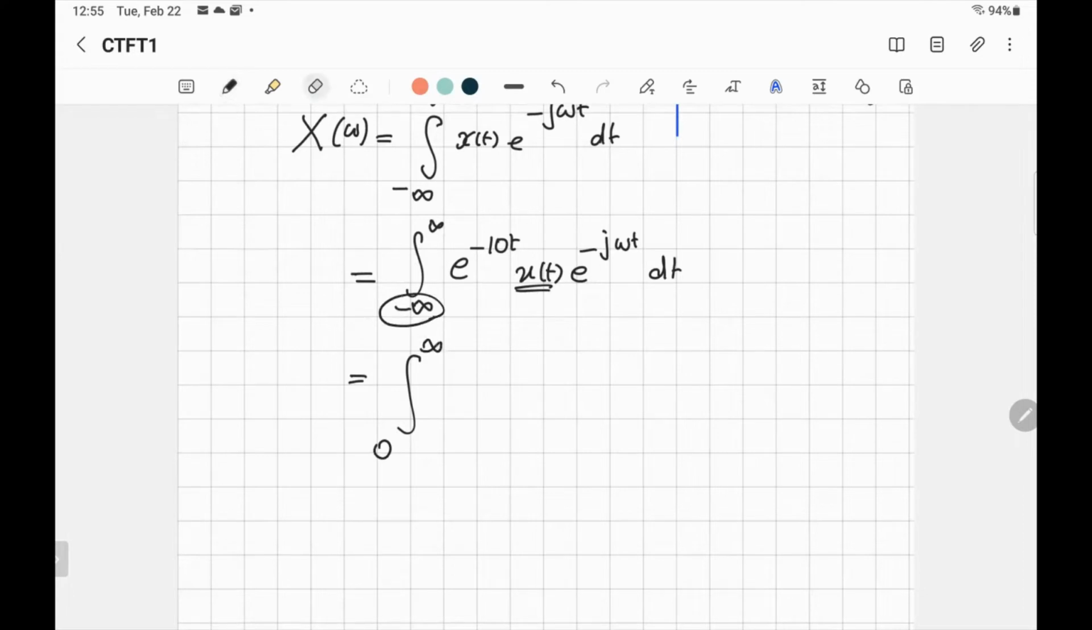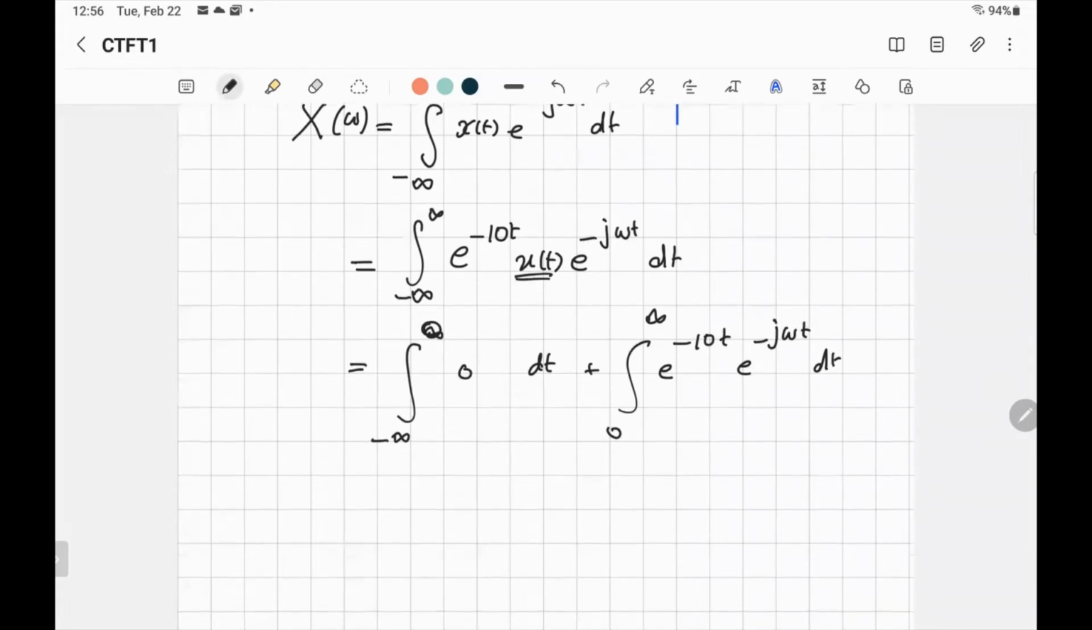Why am I doing that? Let me explain it in more detail. Because u of t means start from 0 to infinity. So from negative infinity to 0, the function is equal to 0. And then from 0 to infinity, when u of t is equal to 1, you have e to the minus 10t. I'm sorry, you don't have to write u of t now because it's already substituted by the limit. Times e to the minus j omega t dt.